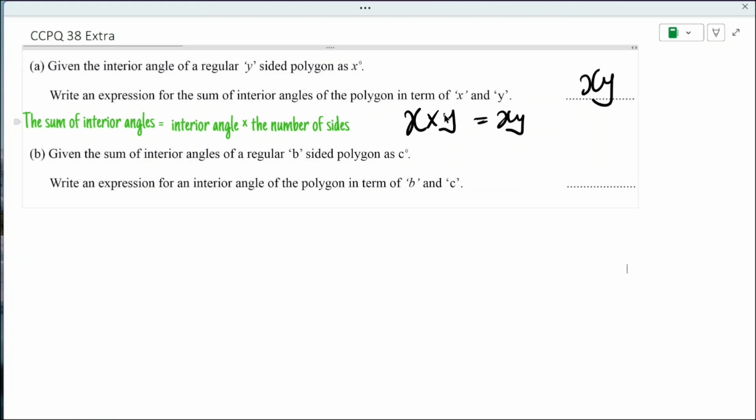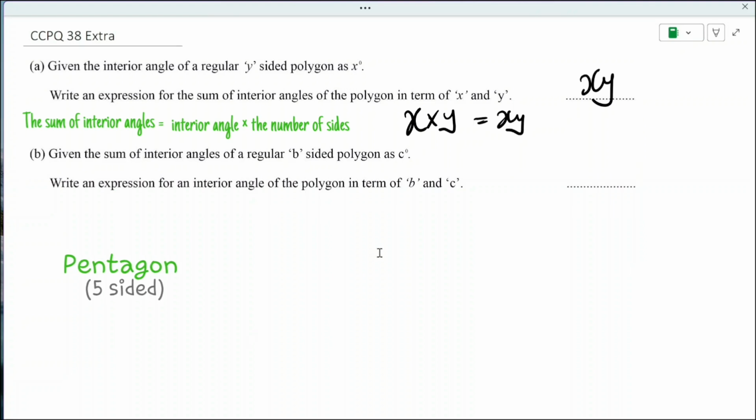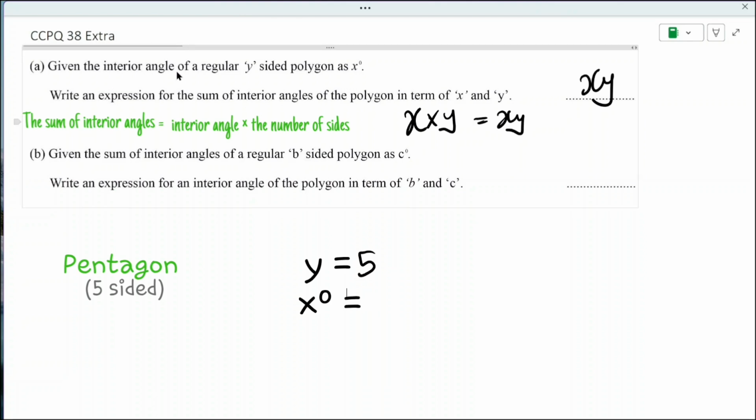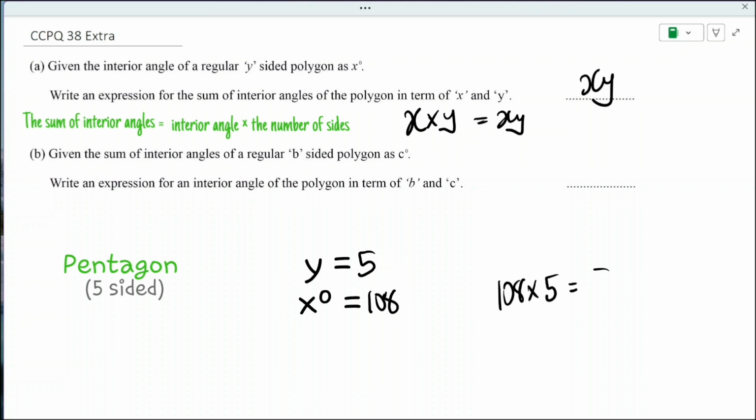You might not really understand this, but to help you, let's say we take a pentagon. A pentagon is a 5-sided polygon. Therefore, this y will be 5. And one of its interior angles, for a regular pentagon, is 108. Now, to use this information to get the sum of the interior angles, you just have to multiply 108 times 5. 108 times 5 will give you 540, which is the sum of interior angles of a pentagon.